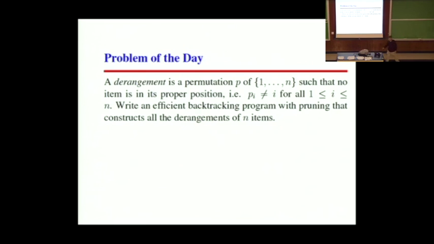Let's just think about what it means. A permutation where no item is in its proper position. In the permutation 3, 1, 4, 2, is there an item in the proper position? Yes, the 4. So this is not a derangement, right? Can anyone give me a derangement on 4 things? Yeah? 4, 3, 2, 1 is a derangement. Does everybody kind of see it?